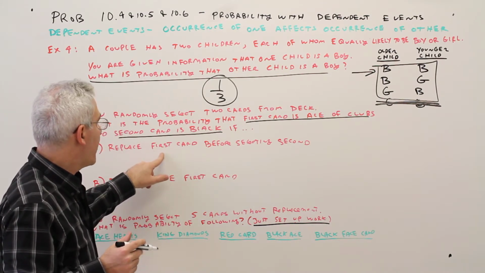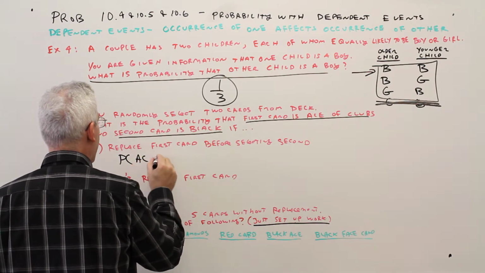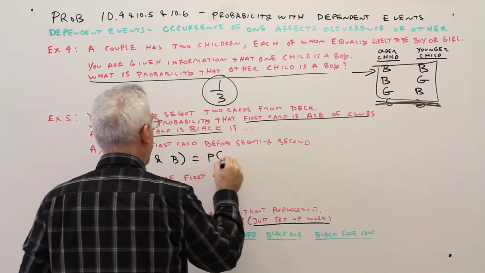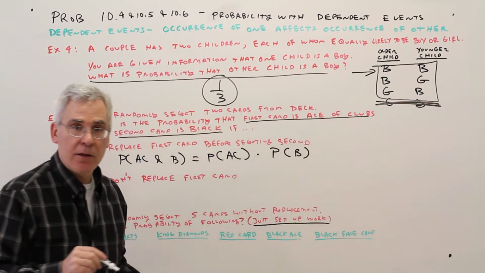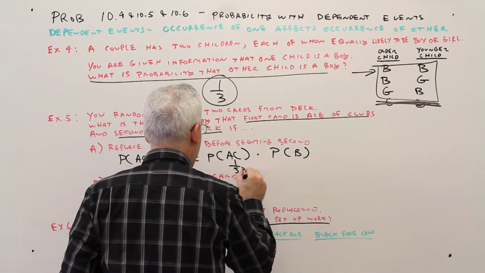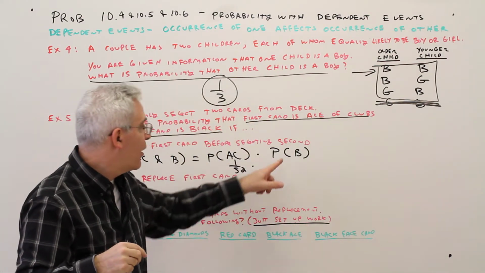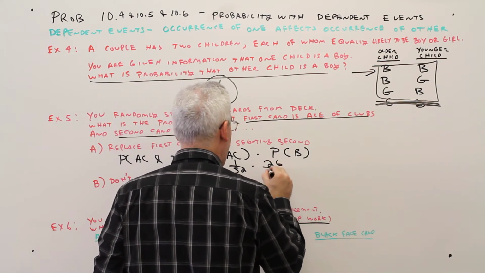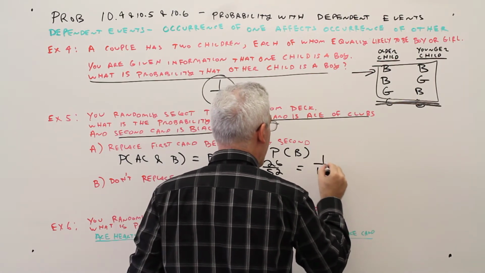So with replacement, all right, so the probability of the ace of clubs and being black would be the probability of the ace of clubs times the probability of being black. And then the ace of clubs, there's 1 of those, so 1 out of 52. So then I put that back in, shuffled. The probability of being black, there's 26 out of 52. And if you reduce that, you get 1 over 104.